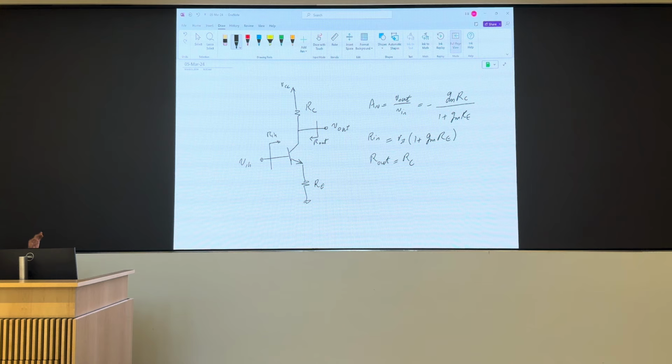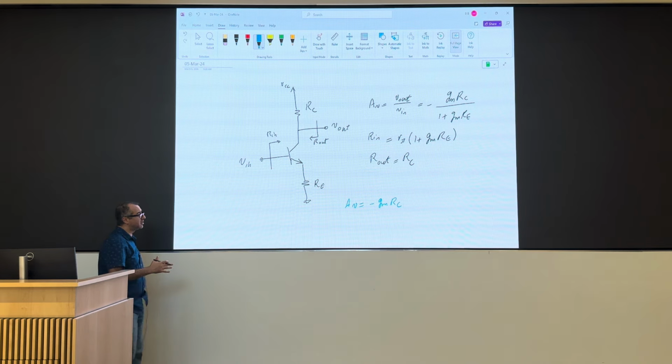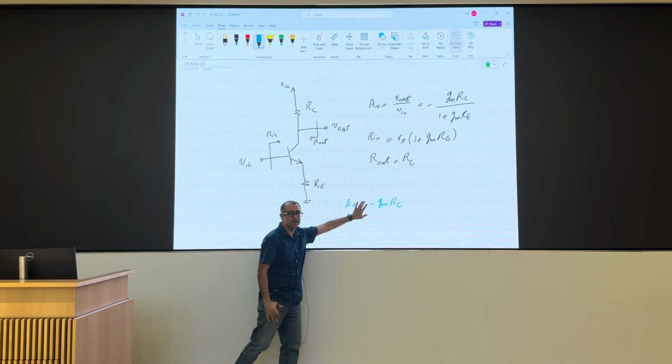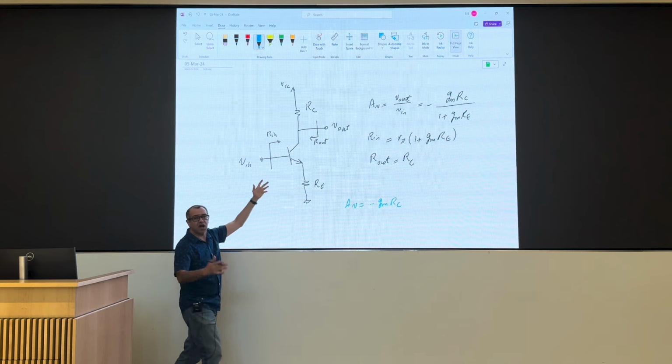Now, I just want to do one more thing here before we move on and analyze the full circuit. I want to look at this gain formula for a moment. So AV is minus GM RC. So that's the intrinsic gain of a common emitter stage. This is the maximum gain you can get from a common emitter stage. How do I get that?